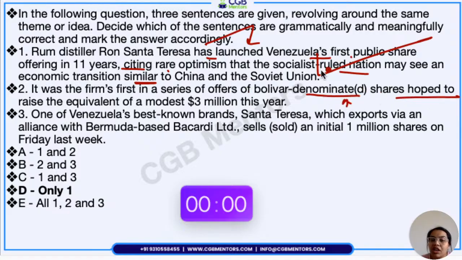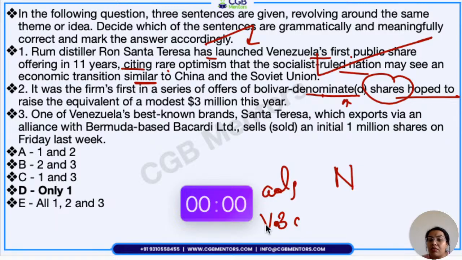Shares that are already denominated, because denominate is a verb. Shares as a noun is being used here. So to explain a noun, what do I need? I need an adjective. If I don't have an adjective, the verb third form or verb-ing form can act as an adjective, which is actually supposed to happen here.